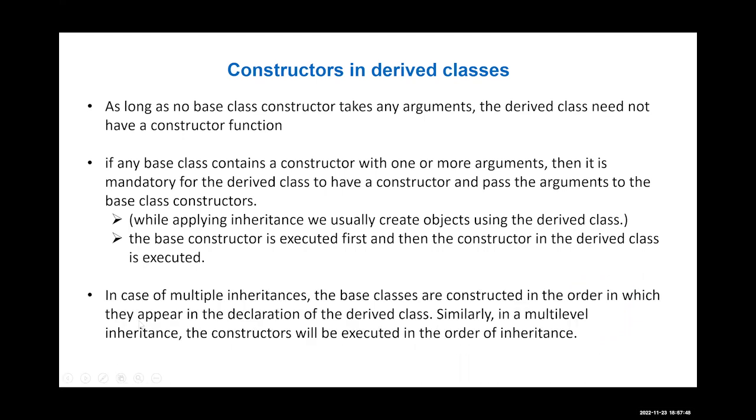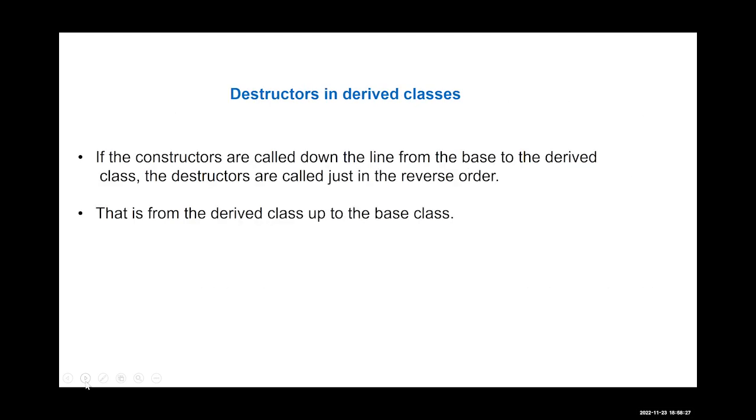In case of multiple inheritance, the base classes are constructed in the order in which they appear in the declaration of the derived class. Similarly, in multi-level inheritance, the constructors will be executed in the order of inheritance. So that is what happens in multi-level and multiple. Depending on what kind of inheritance we are using, the constructor, that is nothing but the initialization, happens accordingly. Okay, so this is about constructors. It becomes a little complicated when it comes to constructors, but once you understand how the data always flows from the base to the derived class, it becomes more clear.